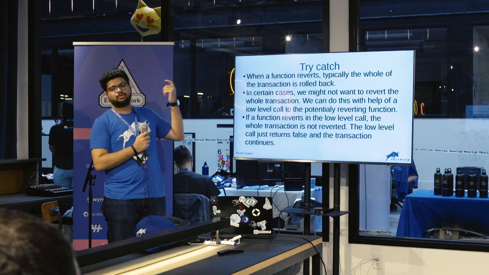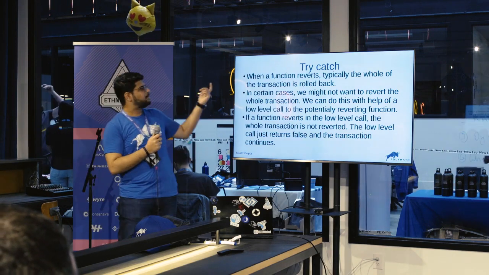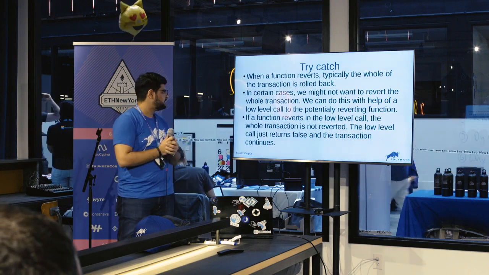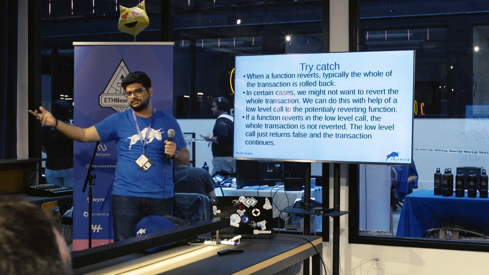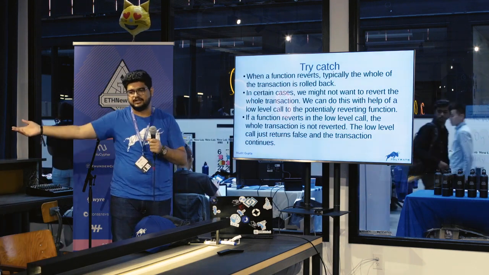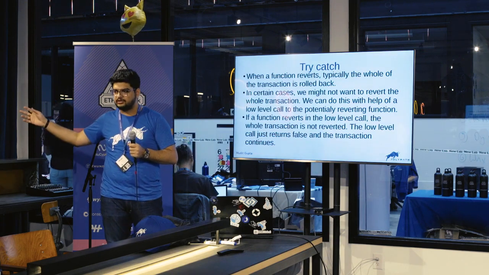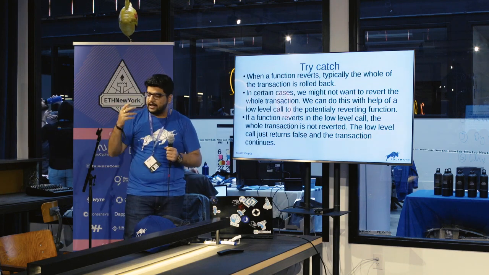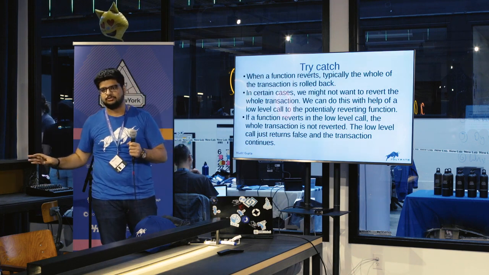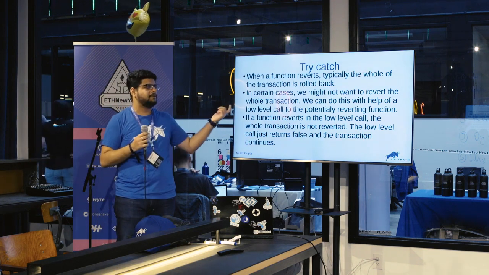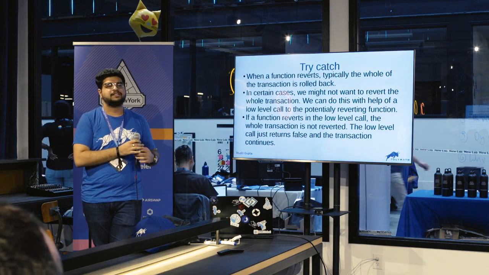But we can create our own try catch wrapper. So this is a fun thing basically. When a function reverts, typically the whole transaction is rolled back, as I said. But in certain cases, we might not want to revert the transaction. For example, if we are doing batch functions, I'm transferring tokens to 100 users. But let's say one of those users has a bad address or something, and I cannot transfer tokens to that user. So I would ideally want to just skip the transfer to that user and transfer to the rest of the users. But by default, if one of them fails, all of them will fail. So we need to create a try catch wrapper around that.